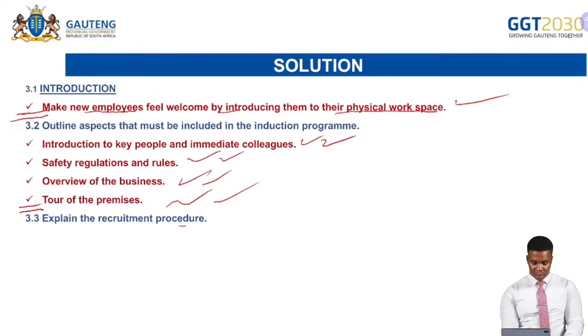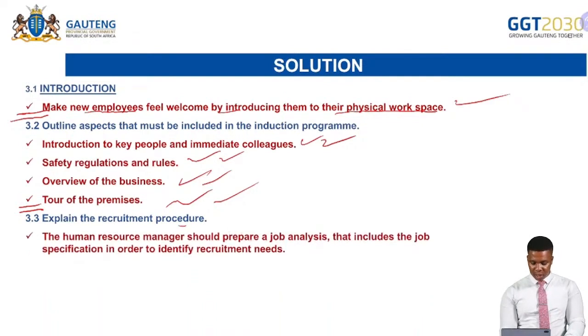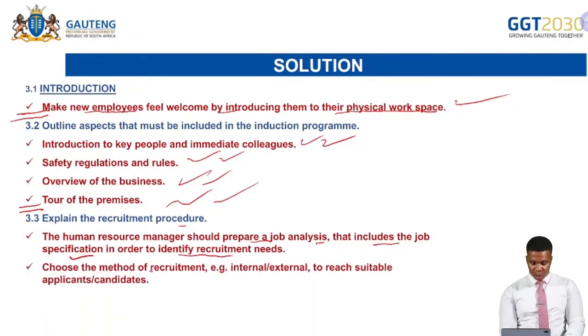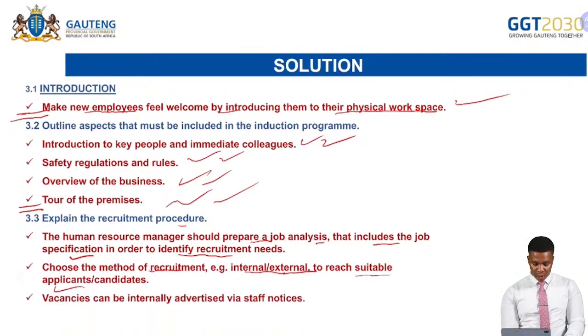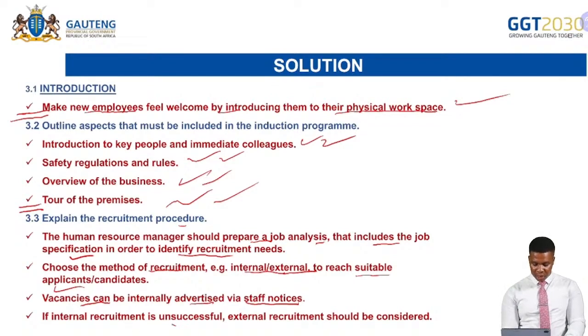Explain the recruitment procedure. One, the human resource manager should prepare the job analysis that includes the job specification in order to identify the recruitment needs. Furthermore, they should choose the method of recruitment, e.g. it can be internal or external, to reach the suitable applicant. Another recruitment procedure, vacancies can internally be advertised via the staff notice board. And then another one is that if internal recruitment is unsuccessful, external recruitment should be considered. So that is your recruitment procedure.